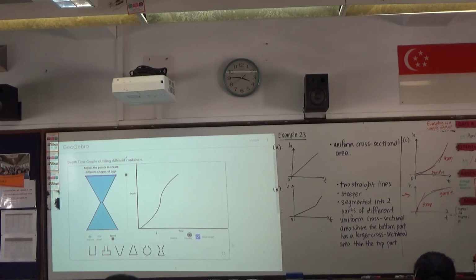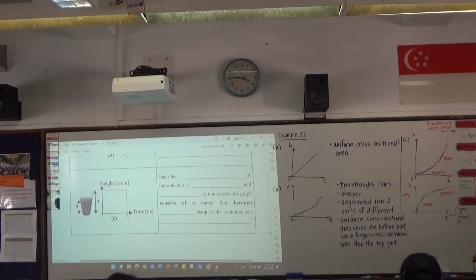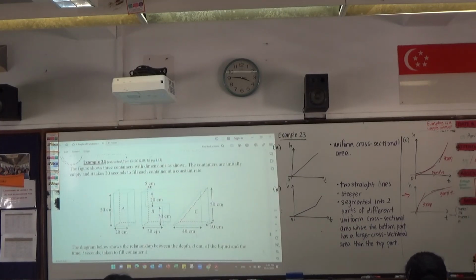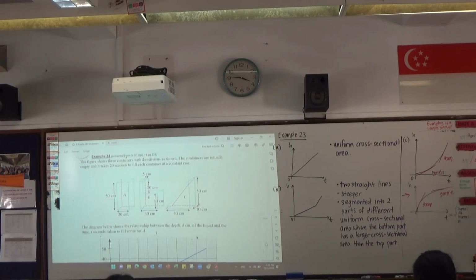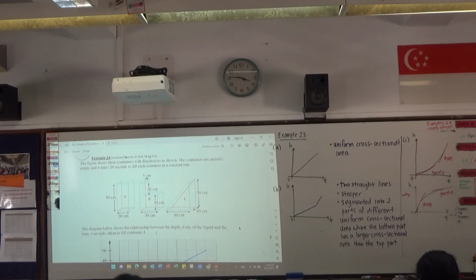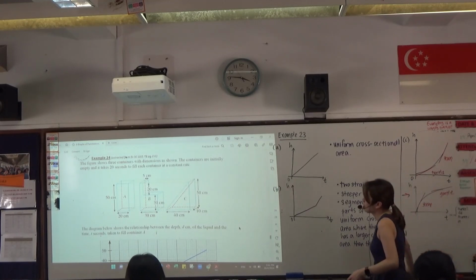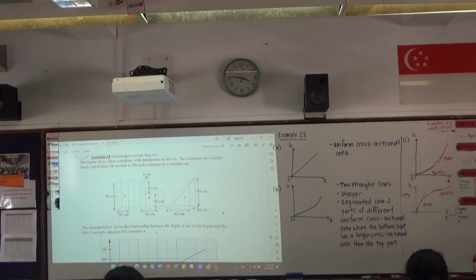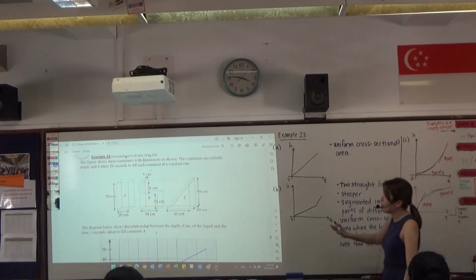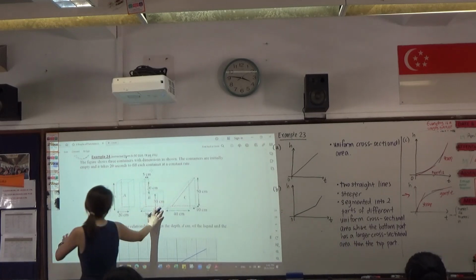Okay, so let me just exit this and go back to our notes. We take a look at example 24. Okay, come back to reality also. It shows three containers with dimensions that show the containers are initially empty, and it takes 20 seconds to fill each container at a constant rate. So all the containers take 20 seconds.